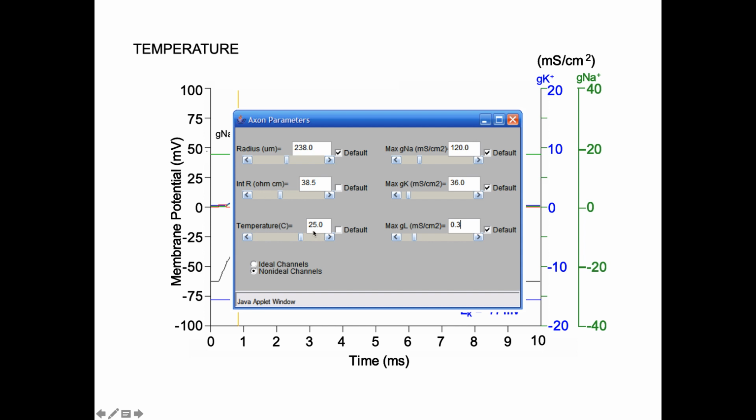How do you think that's going to change the action potential waveform? So talk about it in your group. What do you think? How is that going to change the action potential waveform? I'll give you a hint. Think about enzymes. How do enzymes work when you vary the temperature?